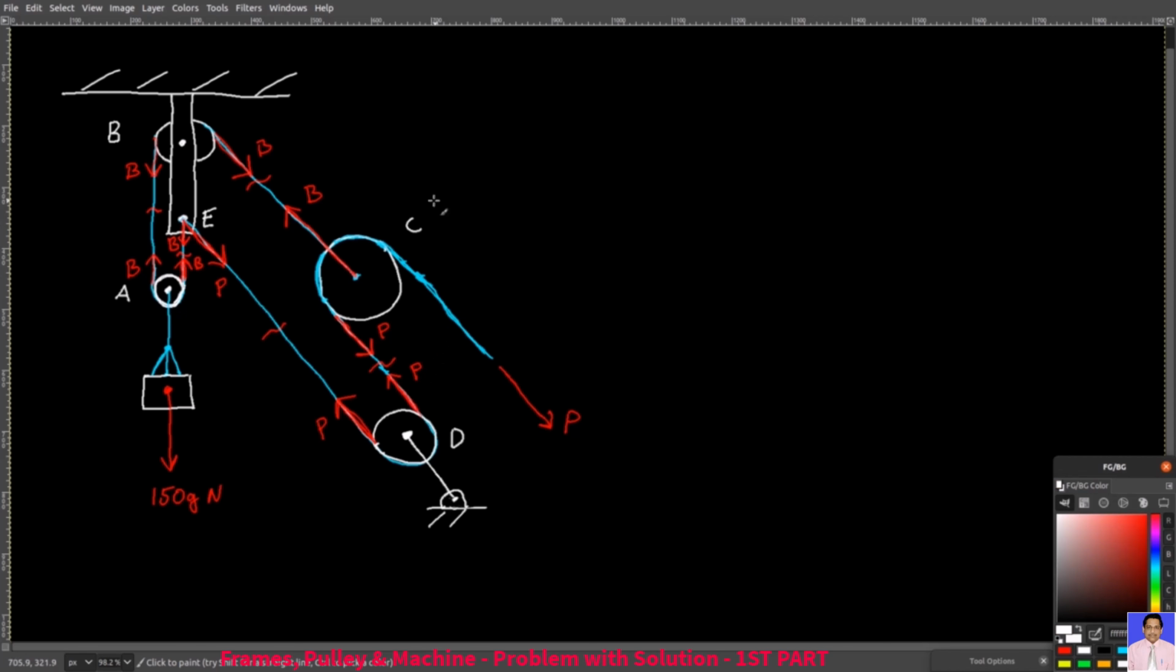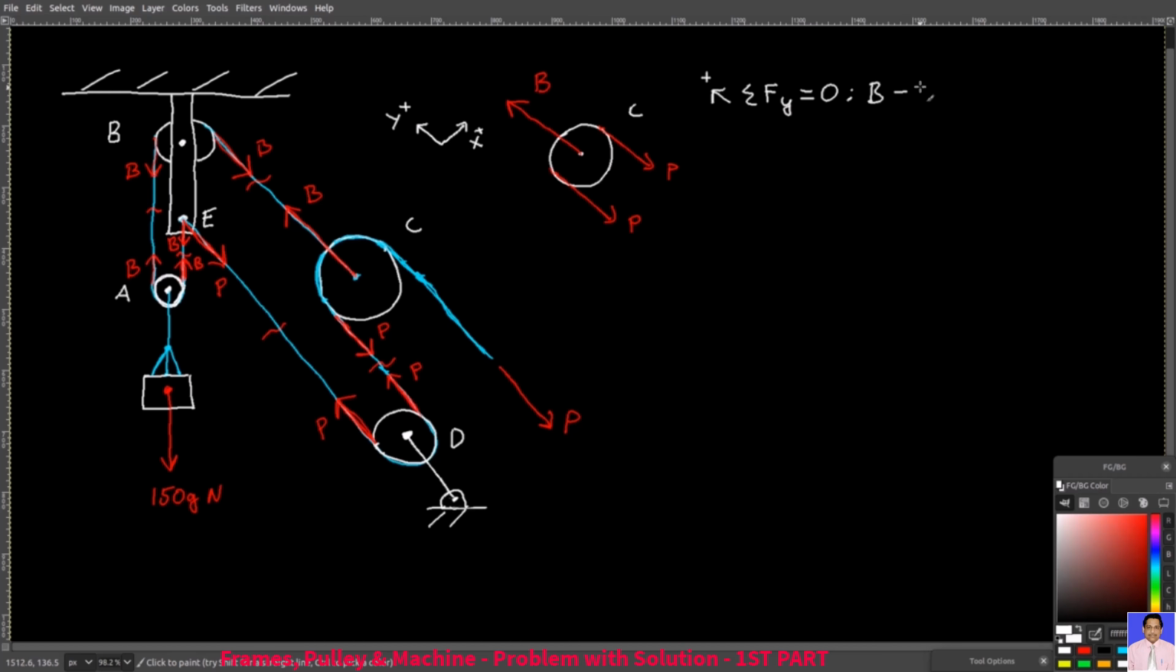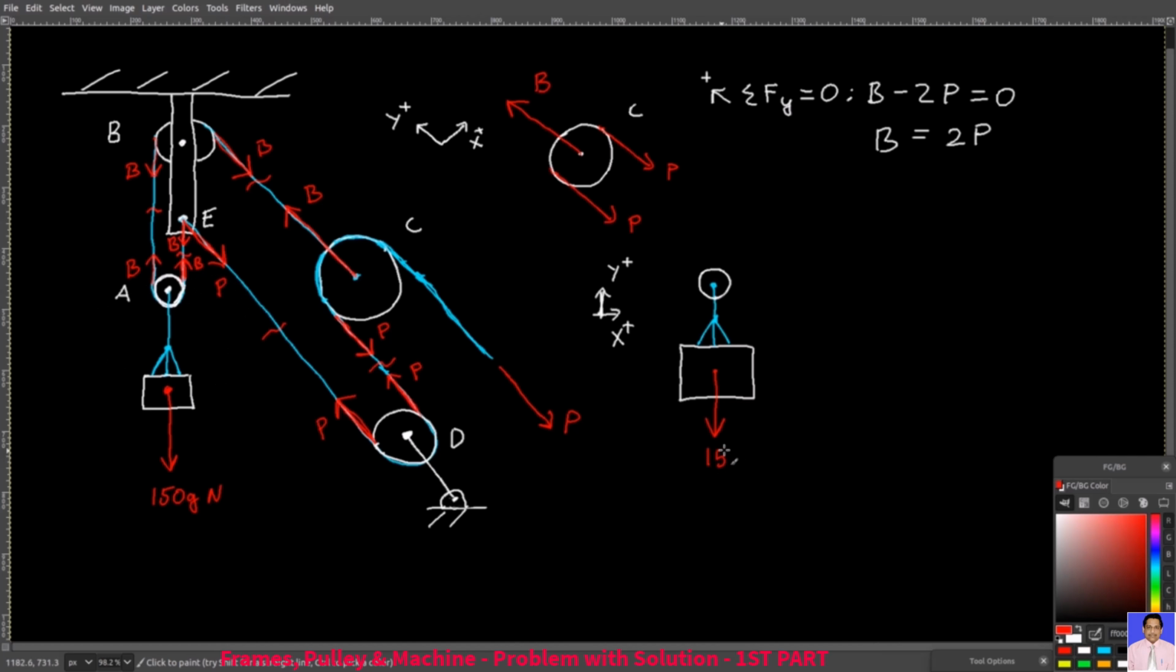Let's now draw a free body diagram for pulley C. You have two P forces here and one B force here. You can apply the equilibrium principle. B minus 2 times P equals 0. So B equals 2 times P. And now let's draw a free body diagram to the cargo with pulley A. So you have 150 G newtons here, and then you have 2 B forces here. And so this is the equilibrium equation. 2 times B minus 150 G, that gives you 0.